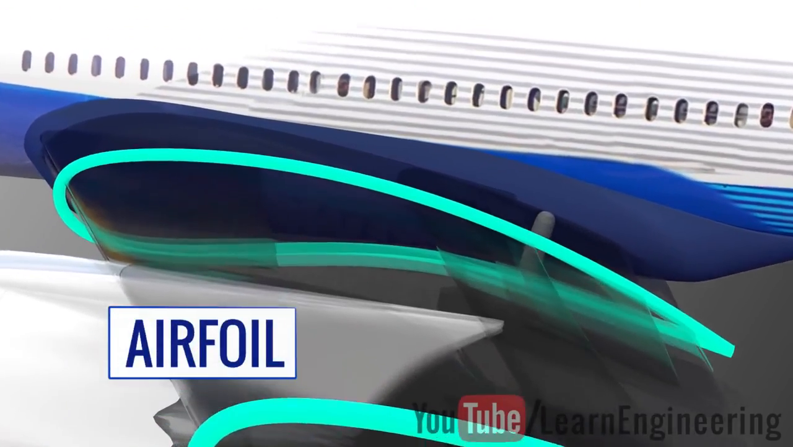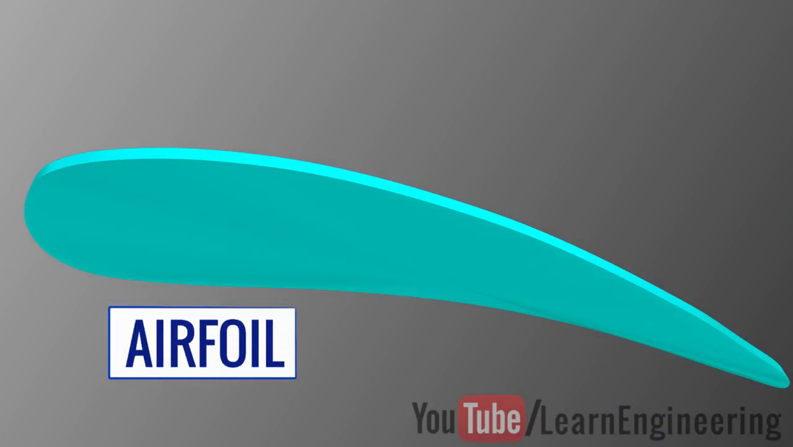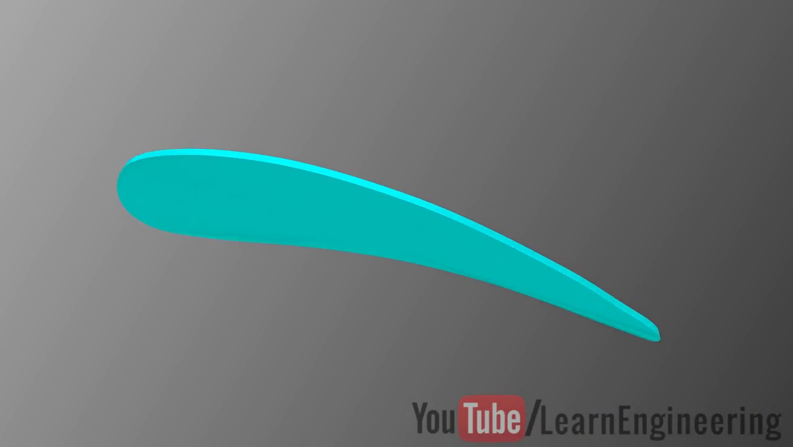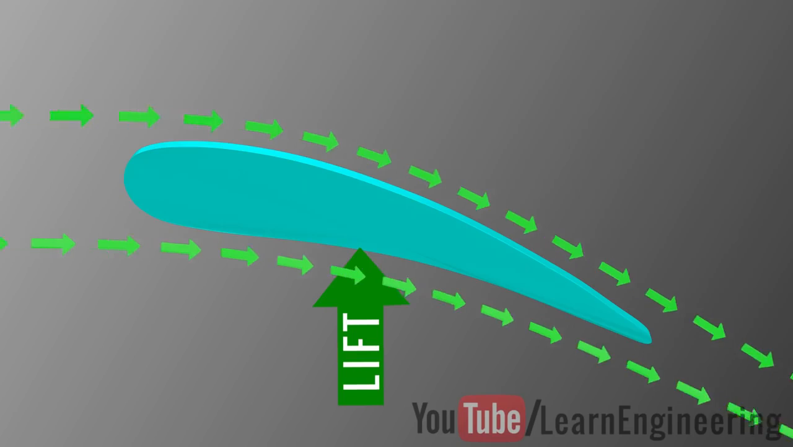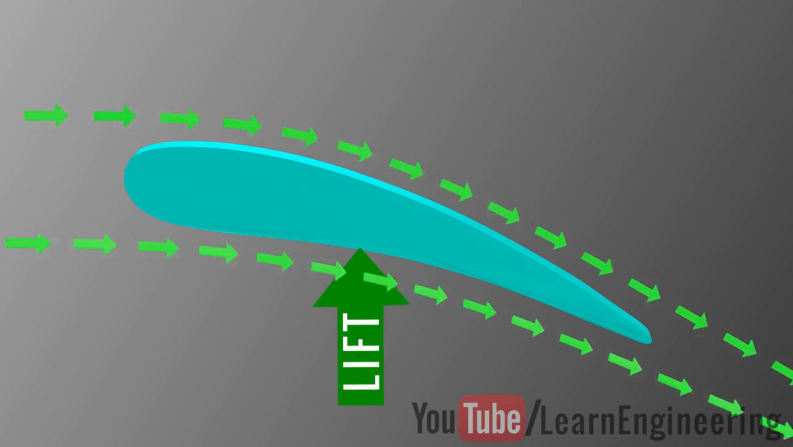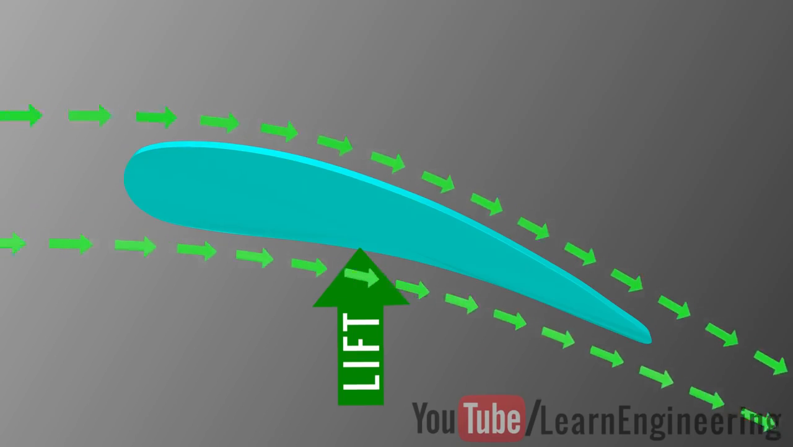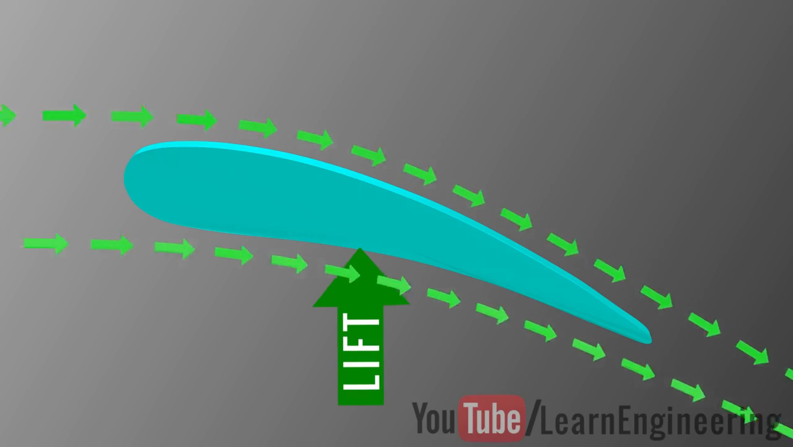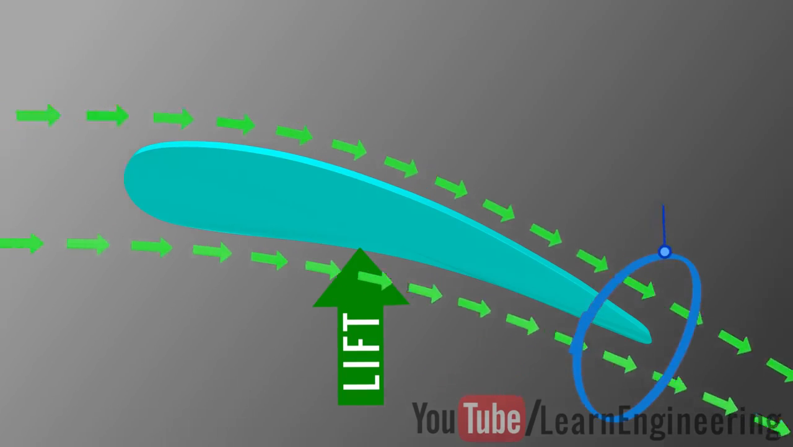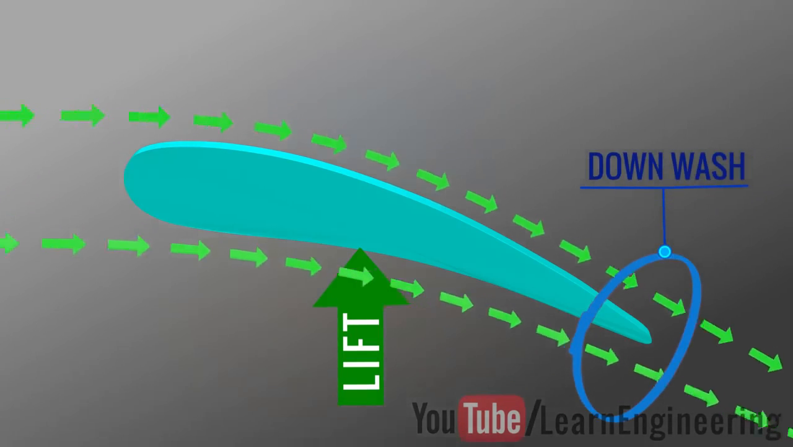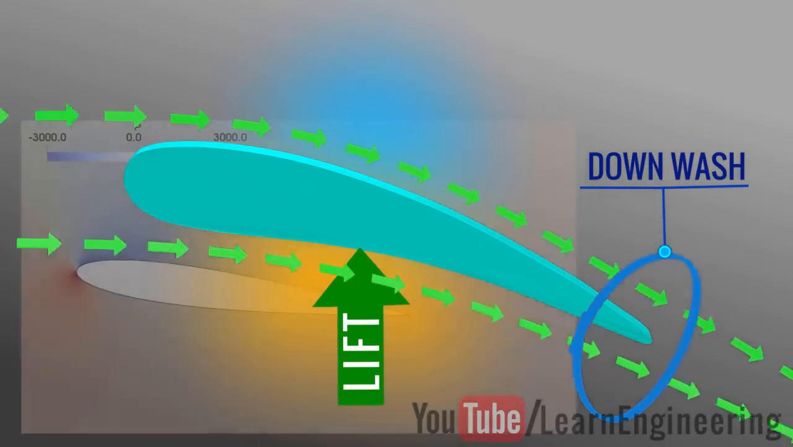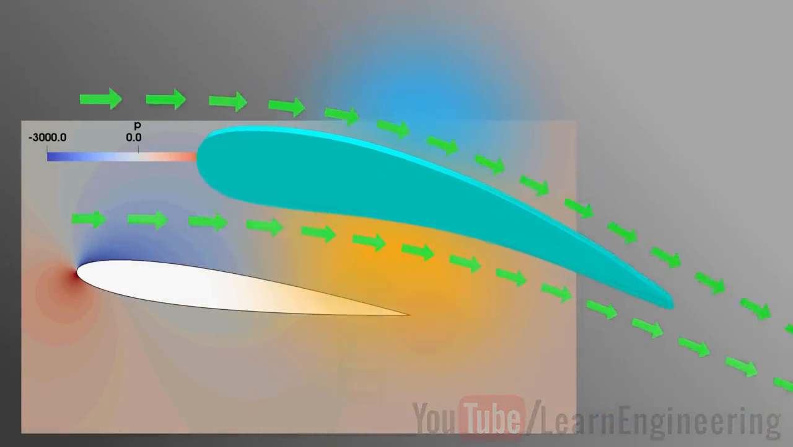Let's learn more about airfoils. An airfoil produces a lift force when moved relative to the air. This lift force makes an airplane fly. How is this lift produced? The airfoil produces a downwash as shown. This causes a pressure difference at the top and bottom of the airfoil, and hence produces lift.